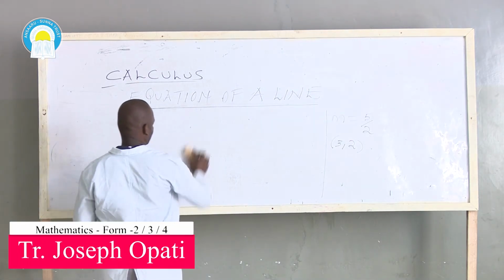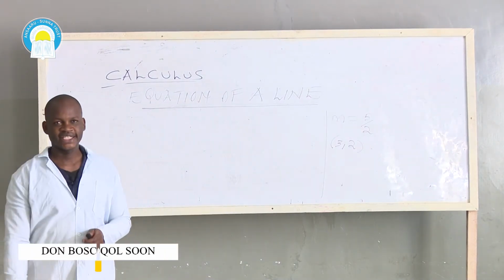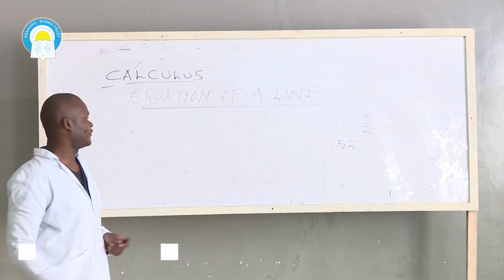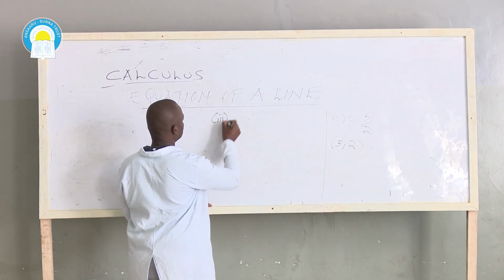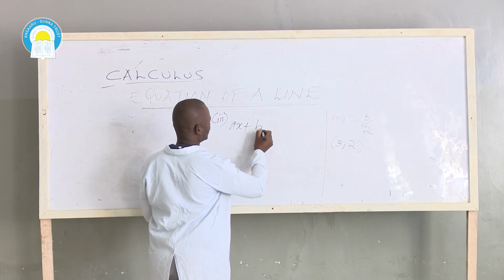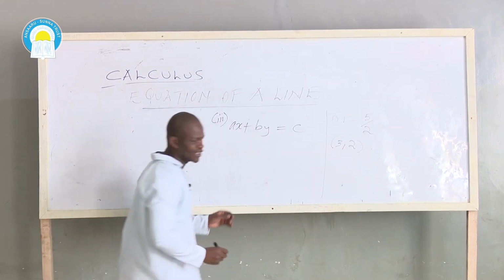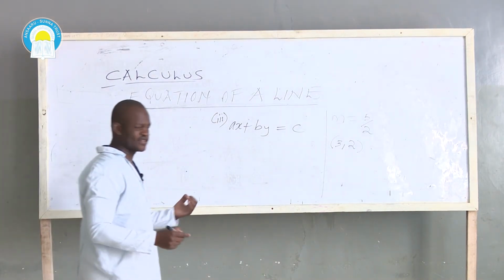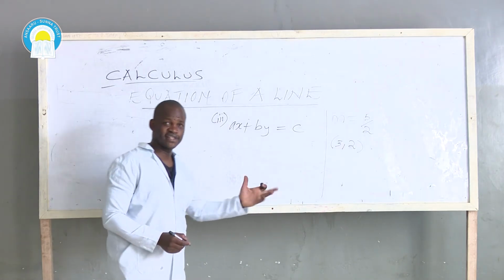So we have discussed two forms in which the equation of a line can take. Now we go to the third form. The third form, of course, is the form of ax plus by is equal to c. Now, in most cases, the condition is that a, b, and c are integers.